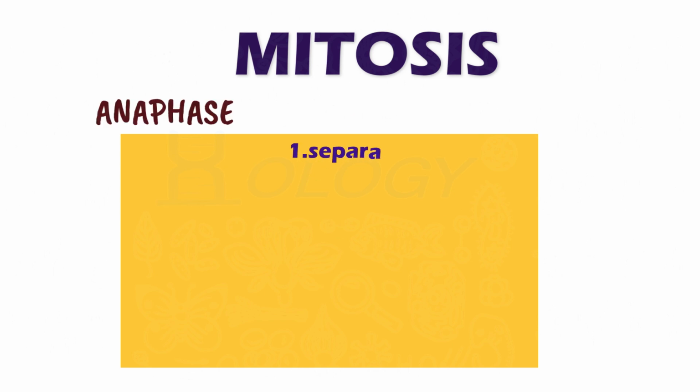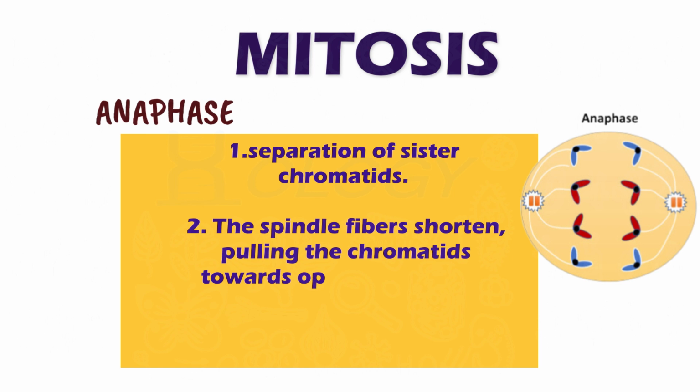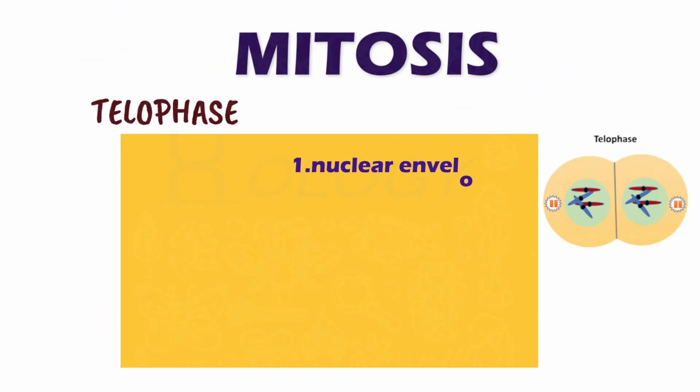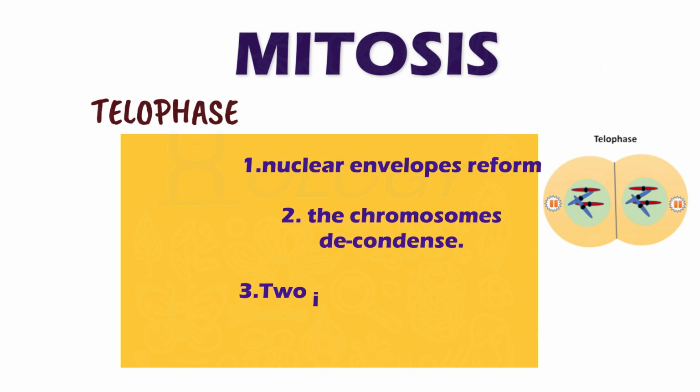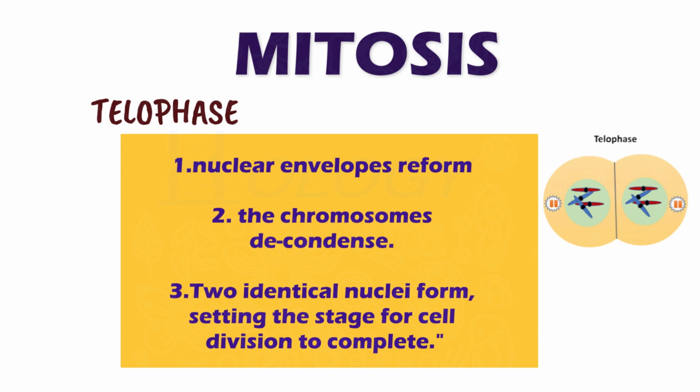Anaphase is characterized by the separation of sister chromatids. The spindle fibers shorten, pulling the chromatids towards opposite poles of the cell. Finally, during telophase, nuclear envelopes reform, and the chromosomes decondense. Two identical nuclei form, setting the stage for cell division to complete.